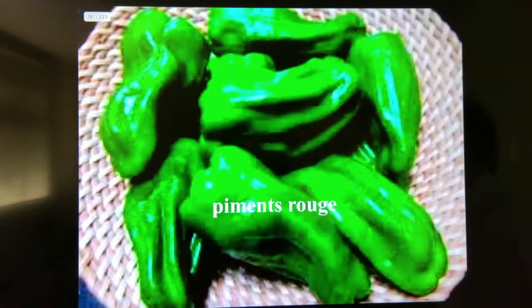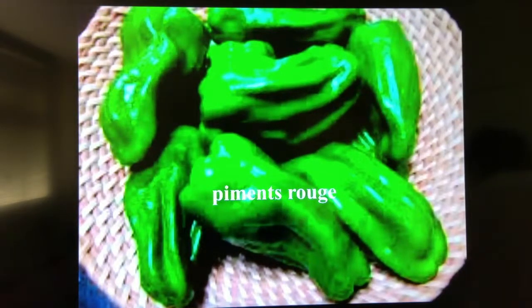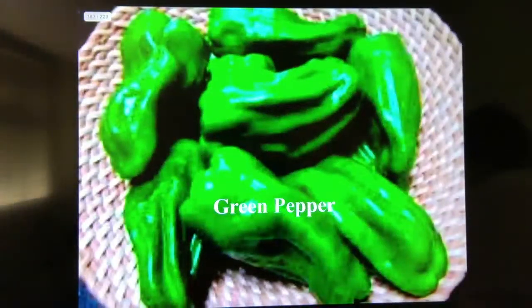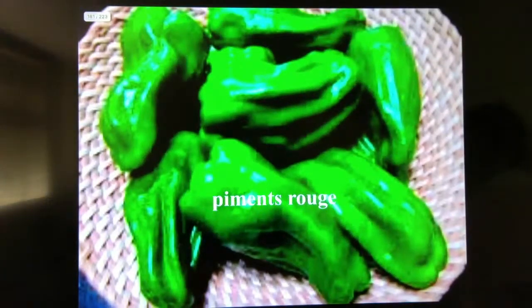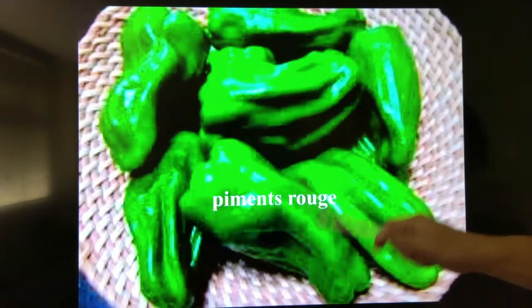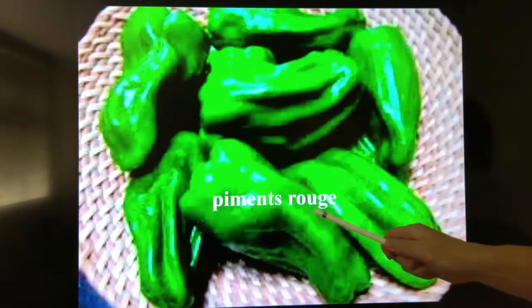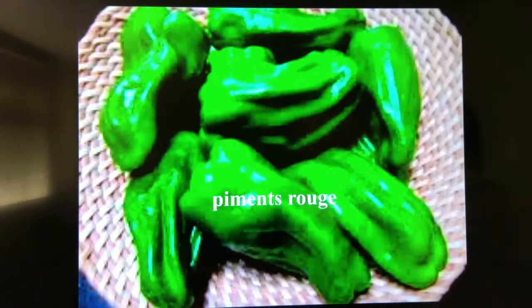The English word is, no English. The English word is this one, green pepper. So this is green. The piment vert is maybe the French word, and le piment rouge is a red pepper.